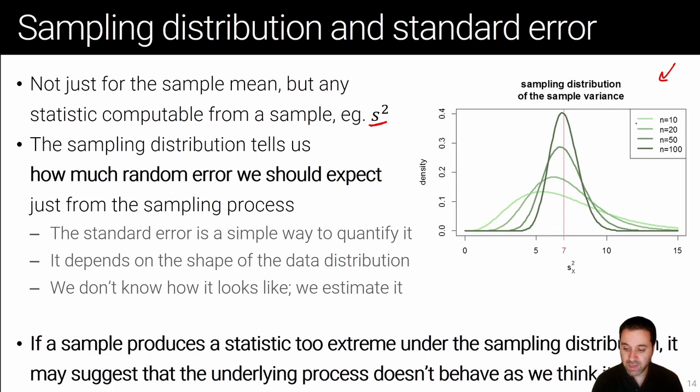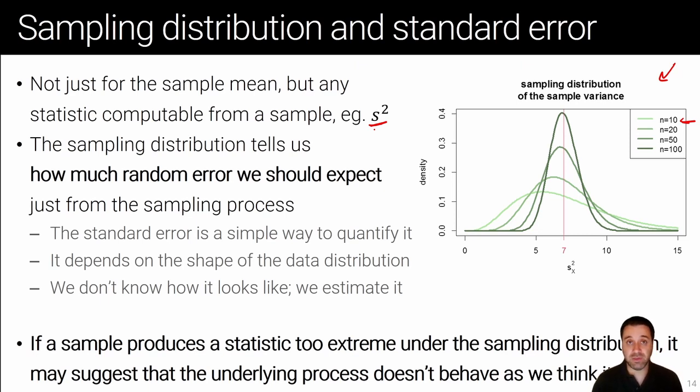What we see is that if we have only 10 observations in a sample, we see here in light green that there is a lot of variability. The standard error is high, and so we should expect a lot of random error when estimating with only 10 observations. If we go all the way to 100, we see that the distribution is now a lot narrower, the standard error is smaller, and therefore we should expect a small random error when estimating this variance. And so the sampling distribution tells us how much random error we should expect.